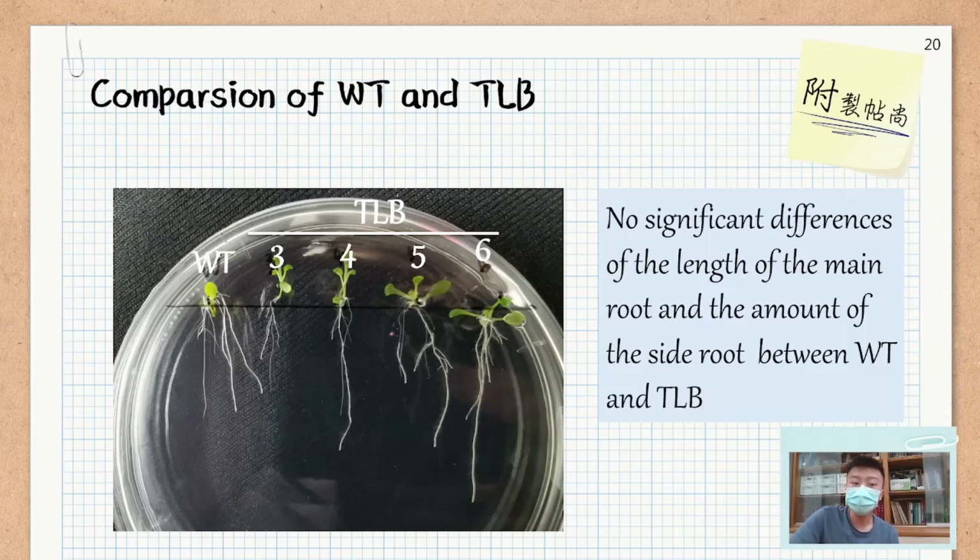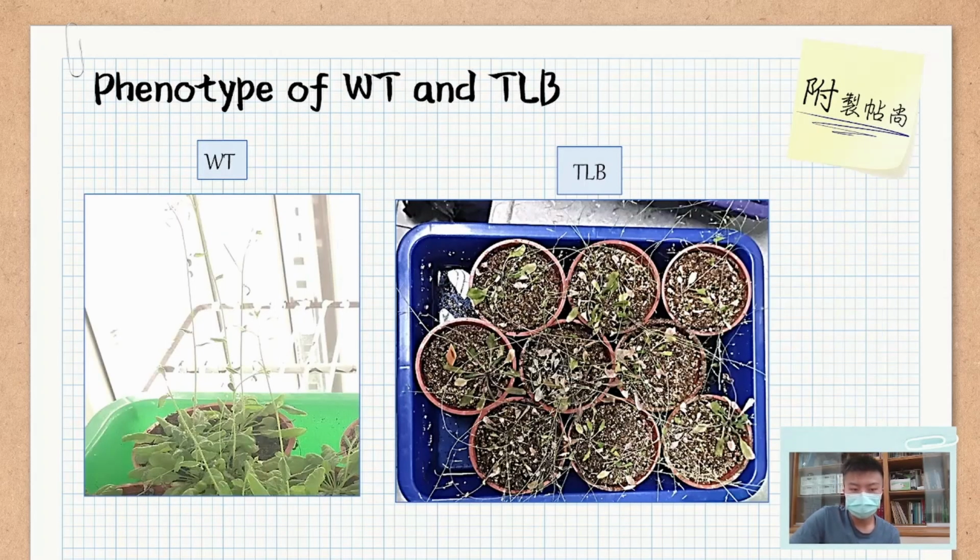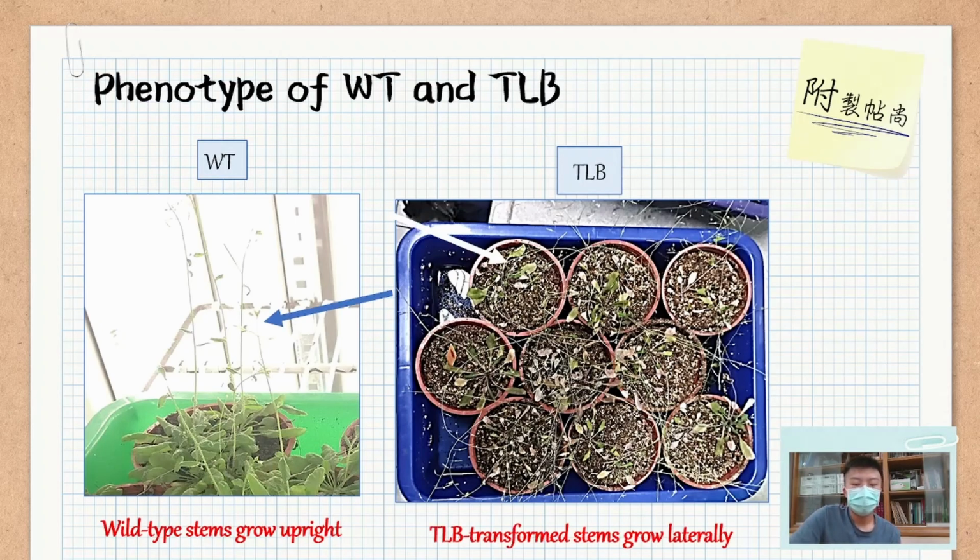After planting for a week, we did the comparison of the wild type and TLB. As you can see in the picture, the wild type and 4 kinds of TLB: 3, 4, 5, 6. From this picture, we can know that there are no significant differences in the length of the main root and the amount of the side roots between wild type and TLB. However, after letting it grow for months, we can see clear differences between the two. In the wild type, the stems grow upright. However, TLB transformed stems grow laterally.